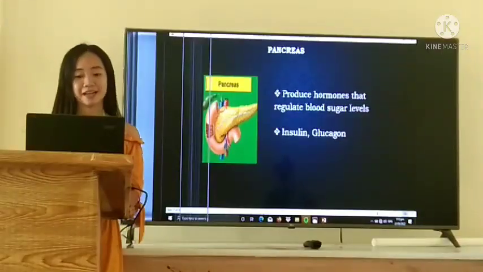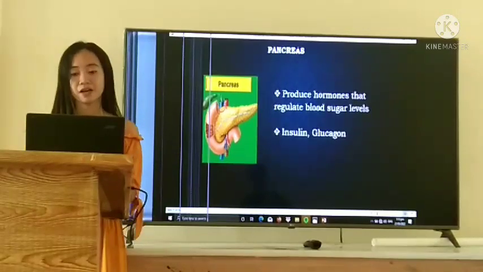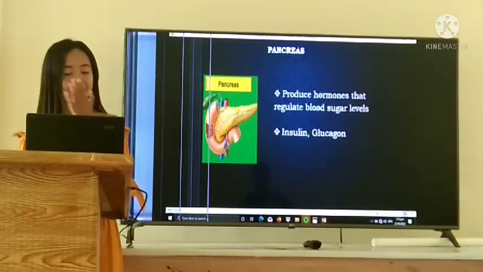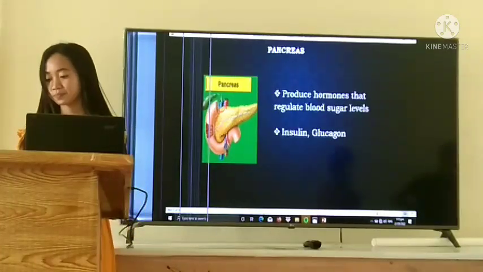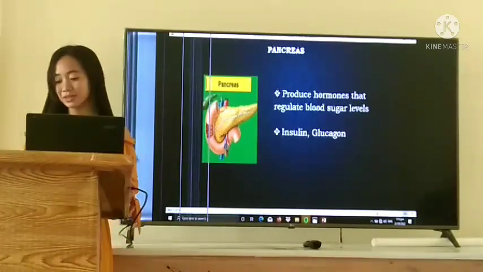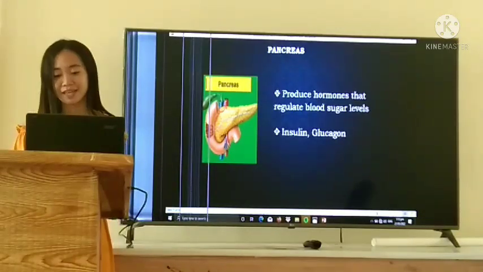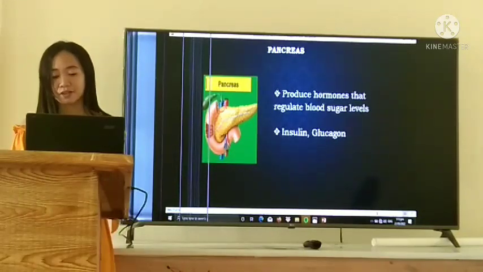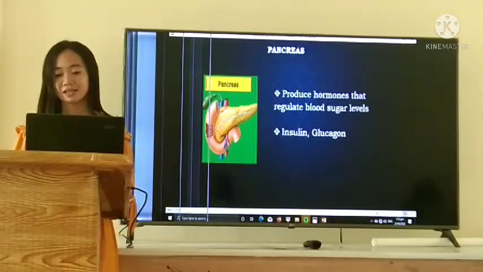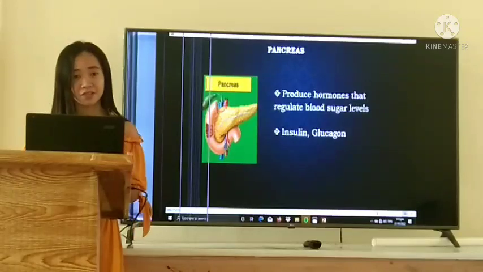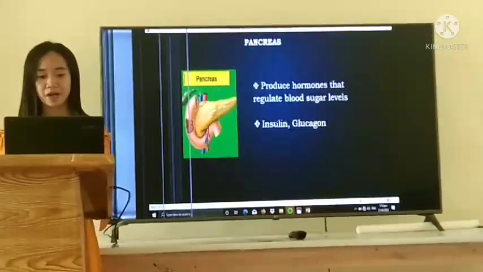The pancreas. The pancreas produces hormones that regulate blood sugar levels, and these hormones are called insulin and glucagon. The pancreas is located just behind our stomach. As I mentioned earlier, insulin and glucagon are the hormones that regulate our blood sugar, or the glucose level in our body.